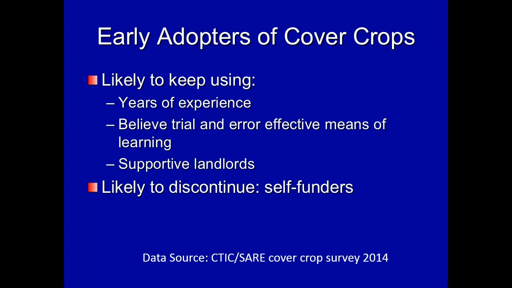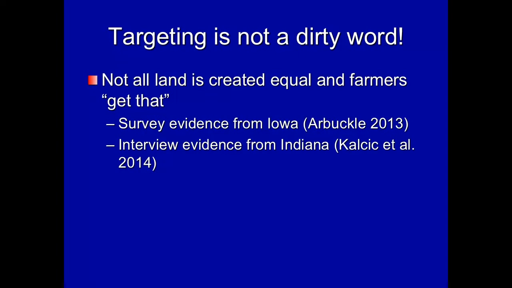All right, my final words here, I just want to throw in that targeting is not a dirty word. It often is perceived to be so in the ag landscape. Farmers don't like it, so therefore DC won't fund targeted programs. It's not true. Jay Arbuckle did a survey here in Iowa. We did interviews in Indiana. Emily's done interviews in Iowa. And we're all finding that farmers understand that not all land is created equal. And it is okay to target monies to land that is disproportionately contributing towards water quality. And we need to start doing that.